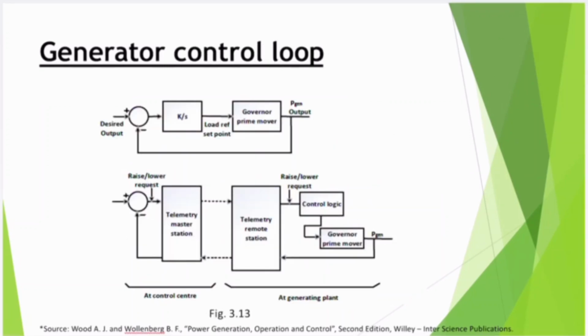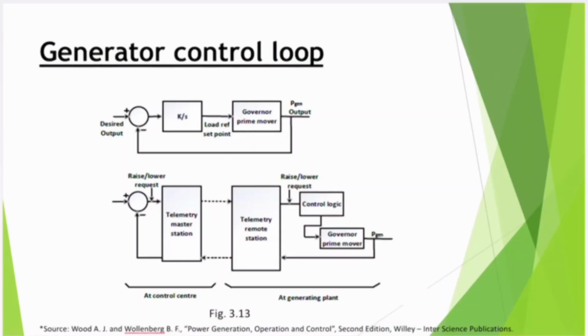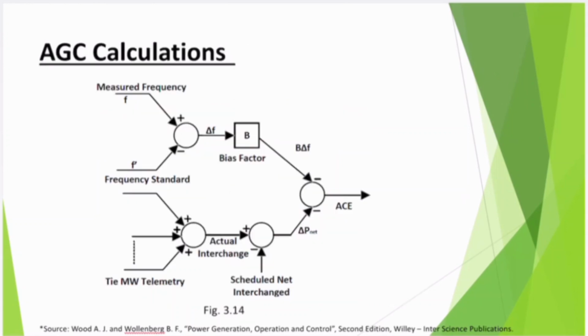Now, one more important concept, which is the generator control loop. As I told you, the desired output needs to be managed because you have the load set points, and the desired outputs can be achieved for any system, whether 1 unit, 2 units, or n units. There is a closed loop mechanism among all the generators to achieve the desired output from n number of systems. Finally, there is one important point known as AGC calculations, which can also easily be calculated.